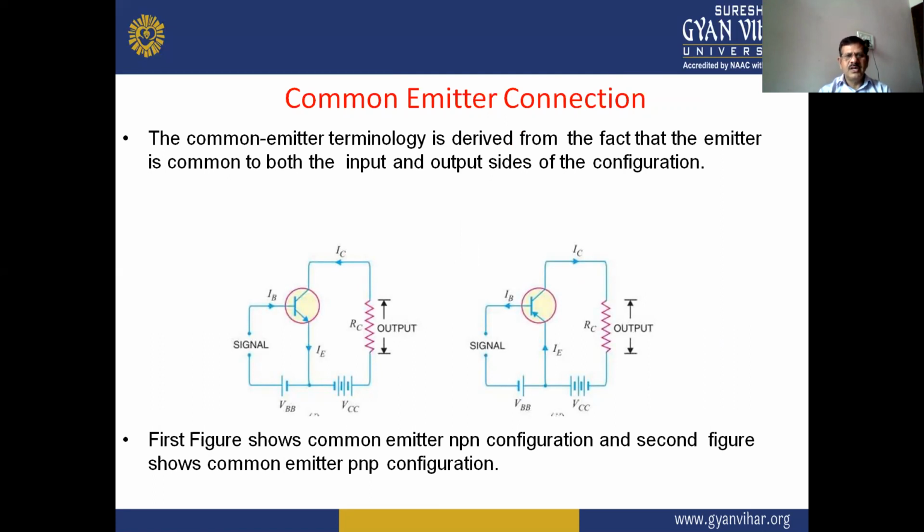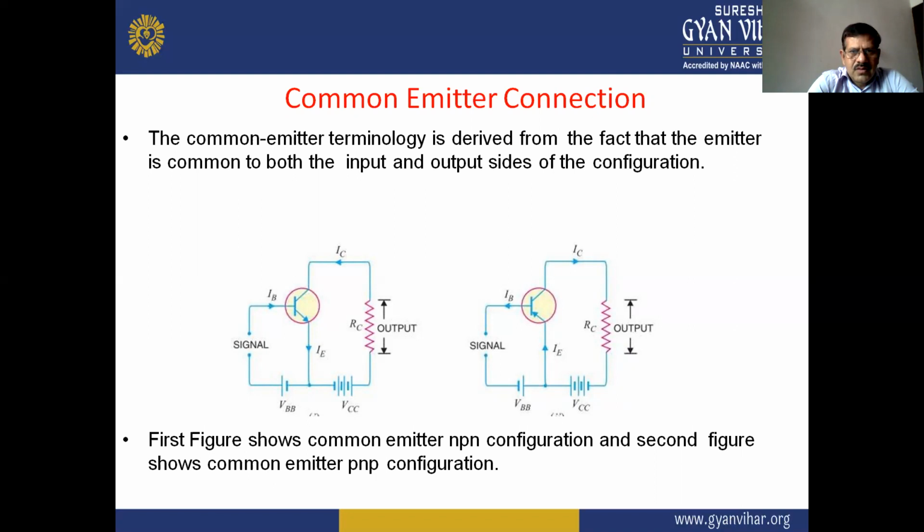Next, we come to the common emitter connection. That is the second type of connection, or second configuration, of the BJT: the common emitter. The common emitter terminology is derived from the fact that the emitter is common to both the input and output side of the configuration. So in the common emitter connection, the emitter is common between the input and output side of the configuration.